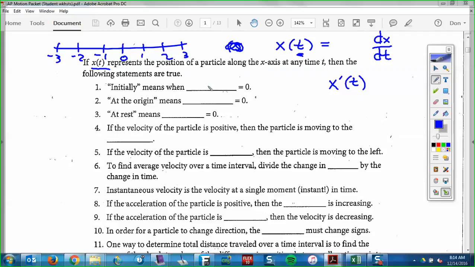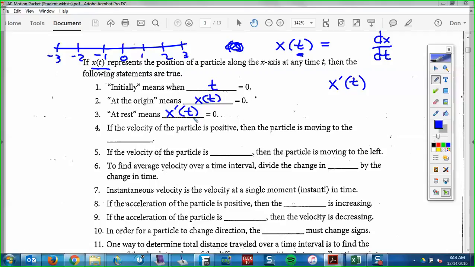Initially means when time equals 0. At the origin means position, or x of t, equals 0. At rest means what? Yeah, x prime of t would equal 0. You could have put velocity, but let's understand the notation: x prime is 0.